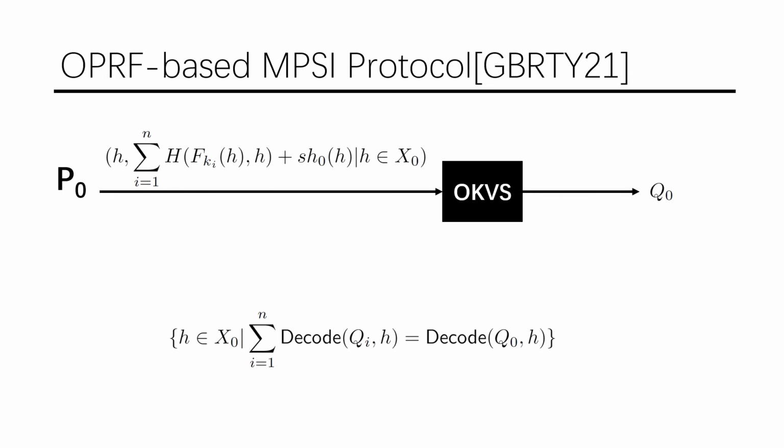P0 constructs its OKVS Q0, encoding the outputs of the OPRF on each element of its set. The protocol results are the elements in P0's set whose OPRF output, summed with the decoded values in the OKVS of all other parties Pi, equals the value in P0's OKVS at that element.